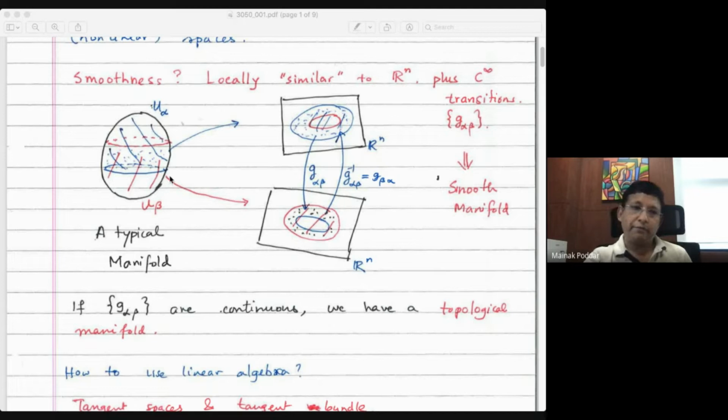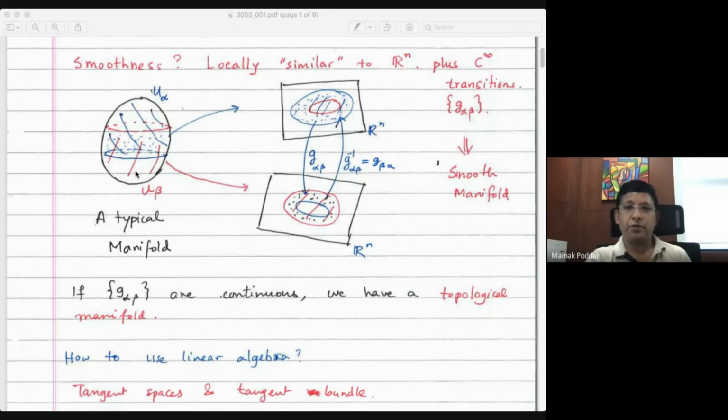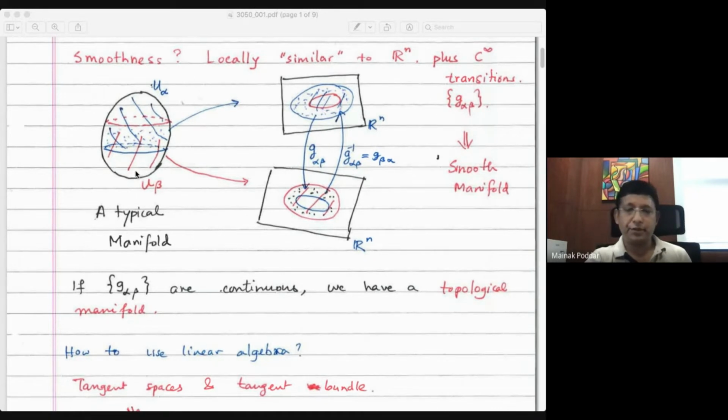And another foundational question is: is there a topological manifold that admits multiple non-equivalent or different smooth structures? Now, although foundational, these turn out to be very deep and non-trivial questions, and I will indicate some techniques and what the answers are to these questions as we proceed.